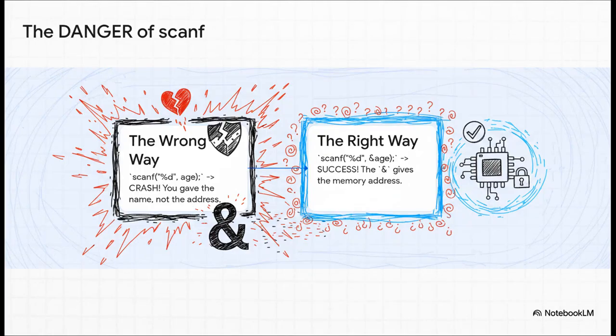And I'm not kidding about the danger. If you forget that ampersand, your program will almost certainly crash with something like a segmentation fault. That & is not optional. It is the absolute key to how scanf works. You're not giving it the variable. You're giving it the address of the variable.